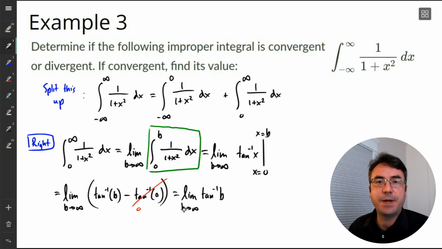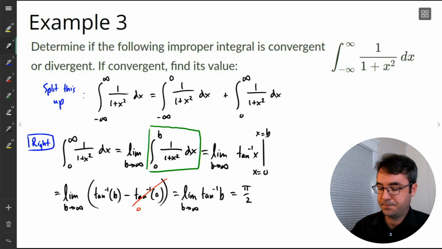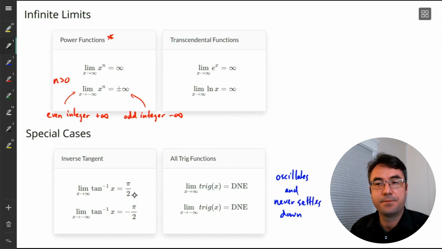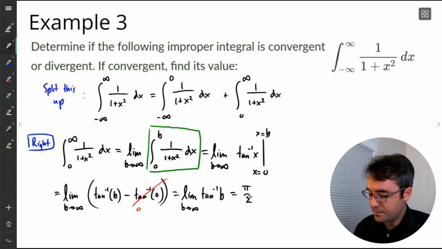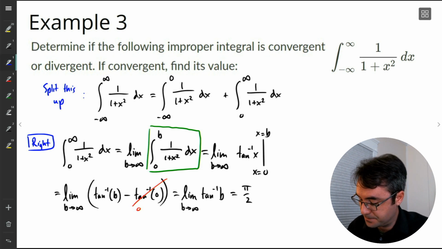And this is one of those special cases that we just looked at. So this is pi over 2. Right here. So it's just one of these special cases. Probably have these memorized. All right, so that's good. So we just showed that our right improper integral is convergent.